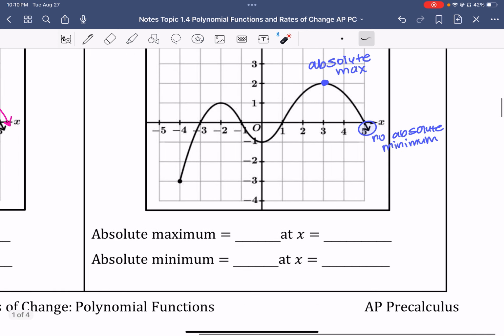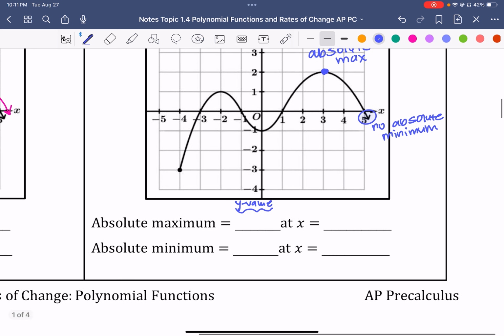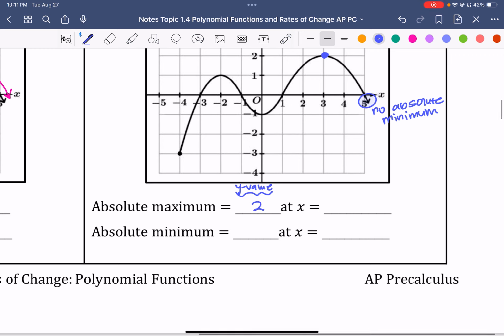Now to write your absolute minimums and maximums, they're going to give you a blank and then it's going to say at x equals. In the first blank, you're going to insert your y value, so that's going to go there. Your absolute maximum occurred when y was equal to 2 at x equals 3. And then for the absolute minimum, since it went to infinity, there was none.